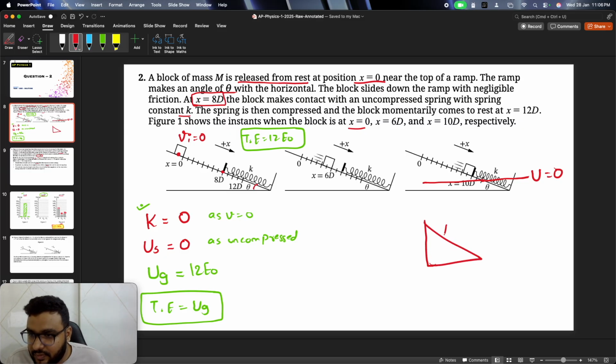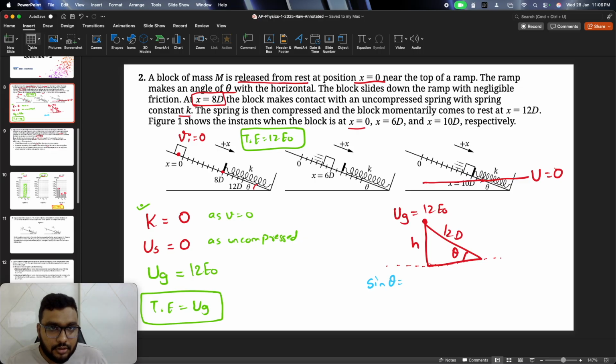This is 12d, this is theta. If I know this height, I can write down the value of gravitational potential energy. I know that at this point Ug is equal to 12 E naught. So I can write down h in terms of d and theta. Can I say sine theta over here?